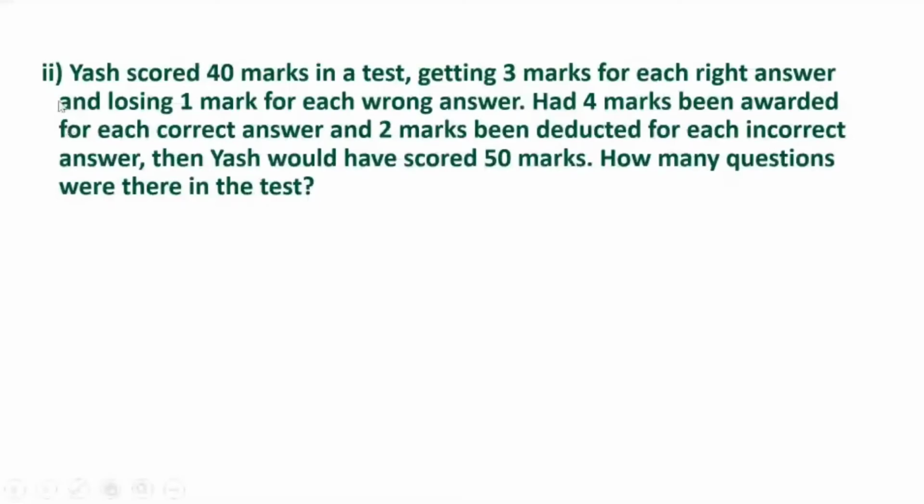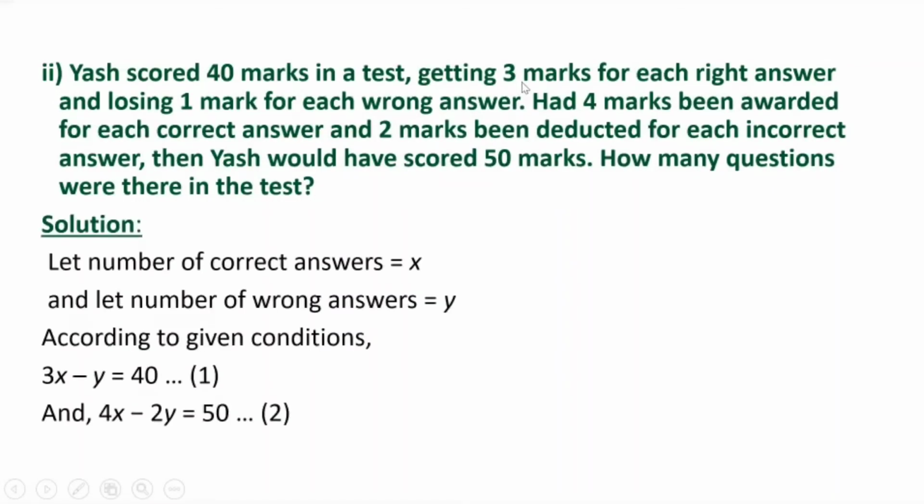So let us take up now this part. Yash scored 40 marks in a test, getting 3 marks for each right answer and losing 1 mark for each wrong answer. So 40 marks are there in the test. There are 3 marks for each right answer in case there are x right answers.